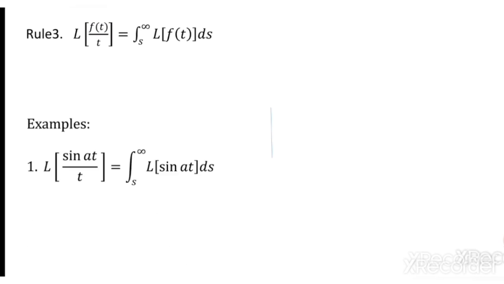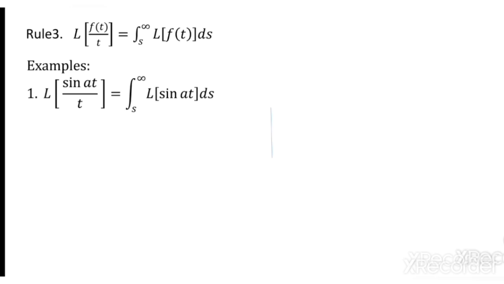So simple, we can adopt this for problems like division, sin at by t. So the Laplace transform of sin at, once I get the result, I can integrate between the limits s to infinity. So a by s square plus a square is what we have to integrate with respect to s between the limits s to infinity. So how to integrate this? I hope you have the formula: the integral of 1 by x square plus a square, you know that it is 1 by a tan inverse x by a.